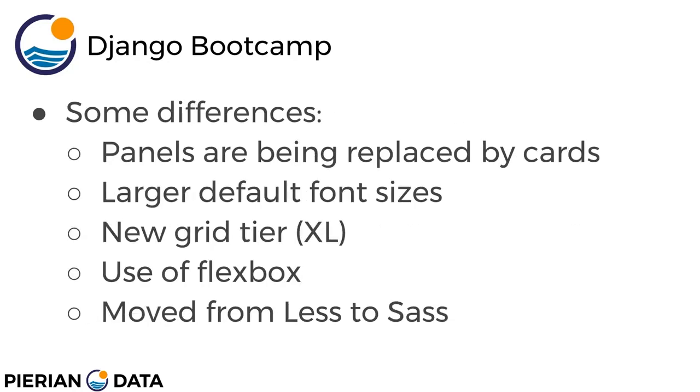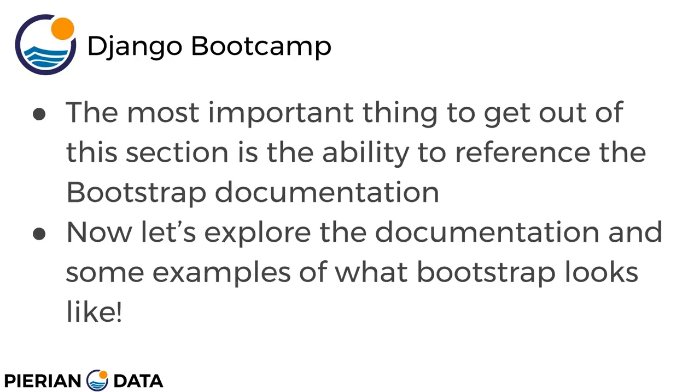A few of the differences are things such as panels are now being replaced by something called cards, larger default font sizes, there's a new grid tier, the use of Flexbox throughout the version 4 framework, and a move from Less to Sass. Now, a lot of these terms, if you're new to Bootstrap and new to CSS, probably don't mean anything to you, and you have no idea what I'm referencing here. If that's the case, really don't worry about it. We're not going to dive into Bootstrap so deep in this course, nor will we need to, that we need to understand all these differences between version 3 and version 4.